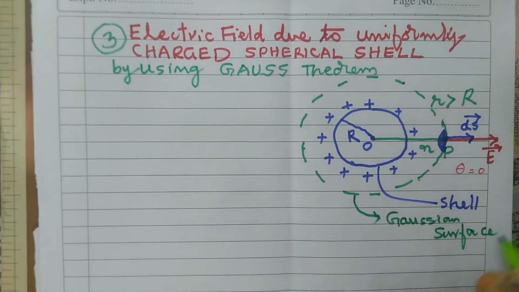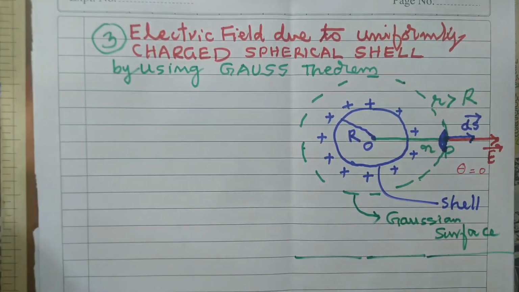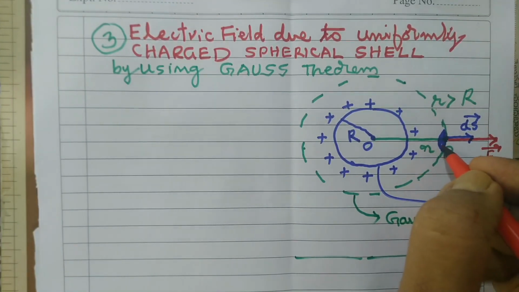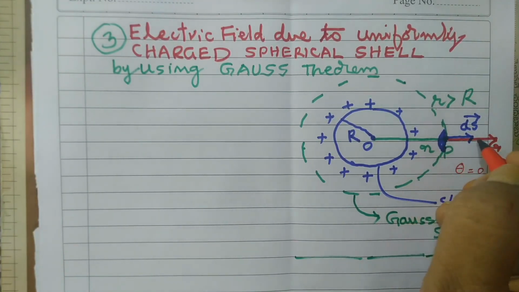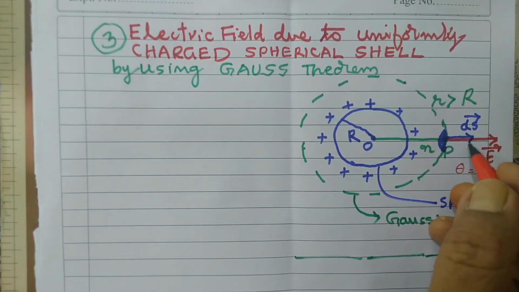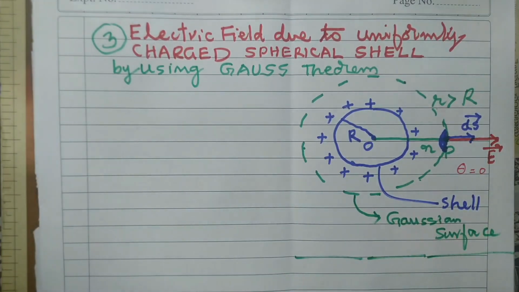This is the Gaussian surface. This figure, I think it is clear. Further, electric field is in this direction. The elementary area vector ds is also in this direction. Theta is equal to 0 because both are in the same direction. This is the figure. Now, let us see the derivation here.